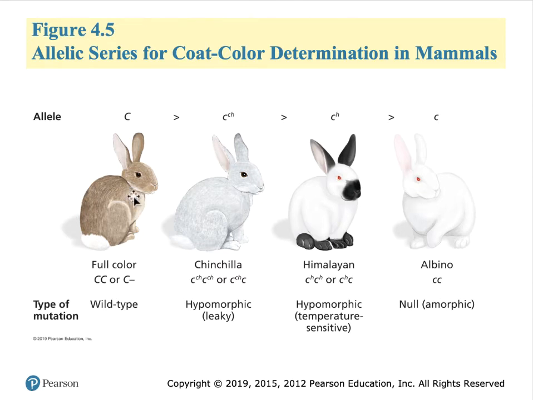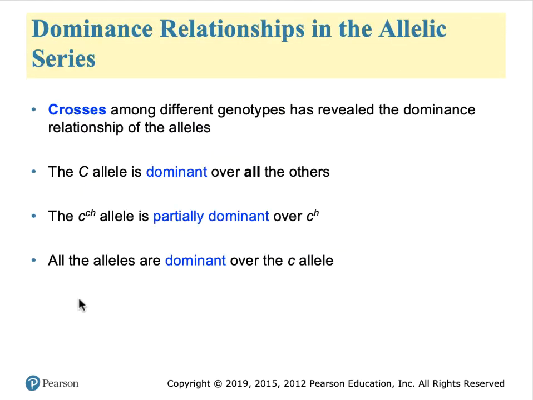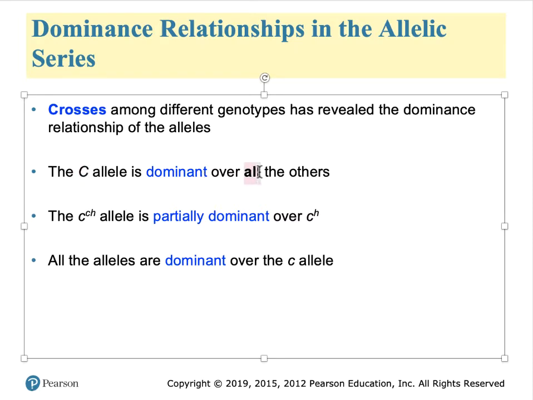These four alleles have a relationship that's been worked out, and that's called the allelic series. Here the big C is completely dominant over the others, and then the question is, what's the relationship between the others? It seems from this chart that chinchilla is dominant over Himalayan and albino, with Himalayan only dominant over albino. The actual relationship between the alleles is a little more complex than we just saw. So here's a breakdown. The big C allele is completely dominant over all the others. The chinchilla allele is partially dominant over the Himalayan. And all the other alleles are completely dominant over the small c.